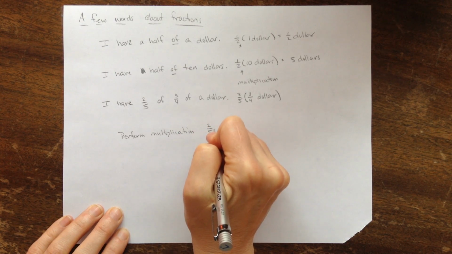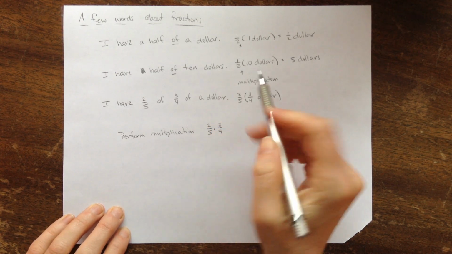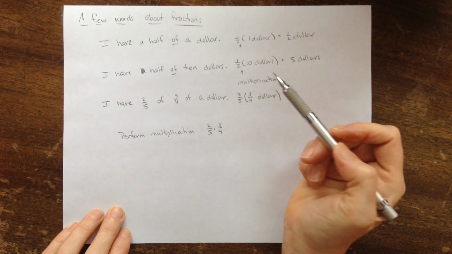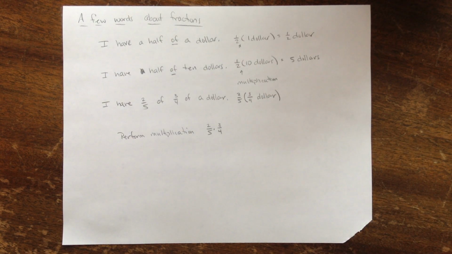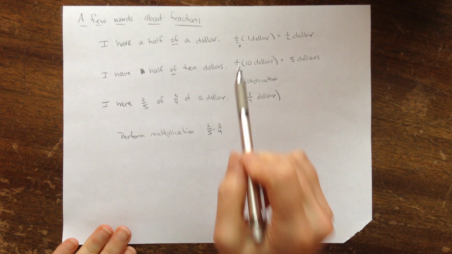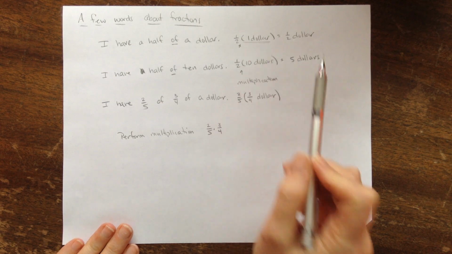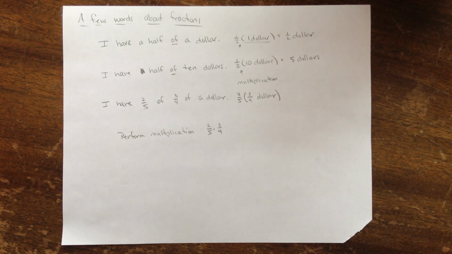Two-fifths times 3/4. Now here I indicated multiplication just by setting the fraction next to a set of parentheses that held something I wanted to multiply it by. In mathematics there's a general rule: if you have two things sitting next to one another without any indication of an operation like a plus sign, a minus sign, a multiplication sign or a division sign, then it's understood to be multiplication.